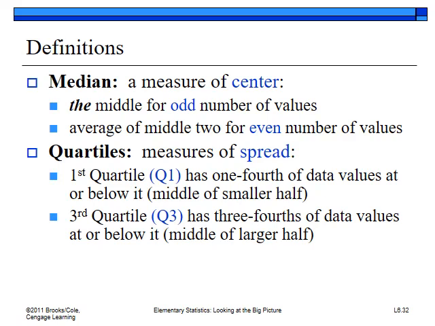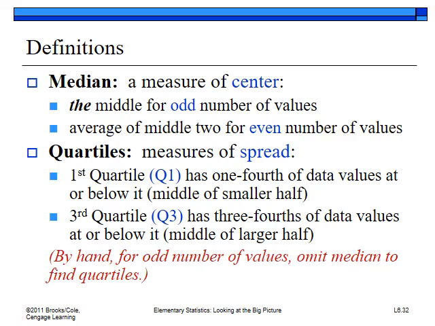You can think of the first quartile as being the median of the smaller half, and the third quartile as being the median of the larger half. If you're doing this by hand and you have an odd number of values, drop the median before you find the quartiles.